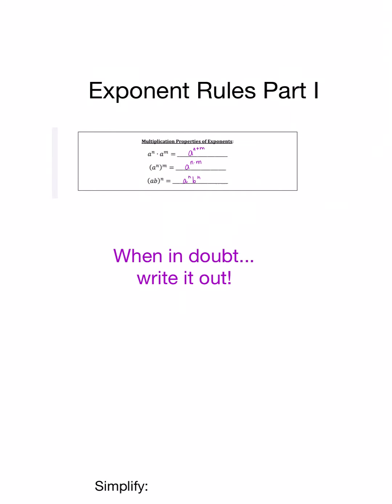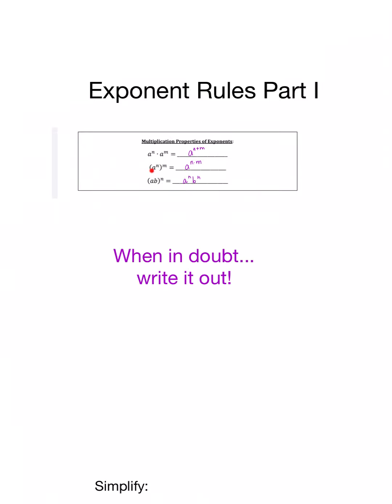After spending several days writing out a lot of work to simplify your exponents, you'll be excited to know that there are several rules you can use to make life a lot simpler. Exponent rules part 1. Our first exponent rule is that if you have two terms with the same base, you can add their exponents, a to the n plus m.